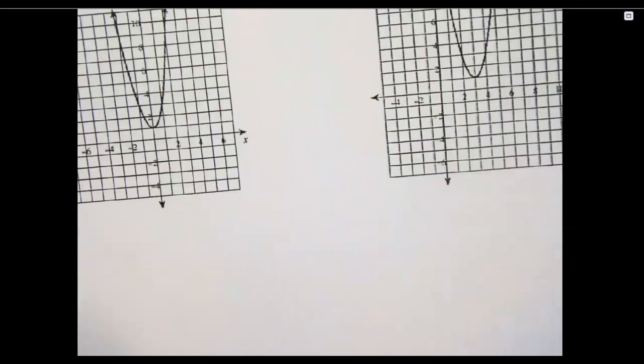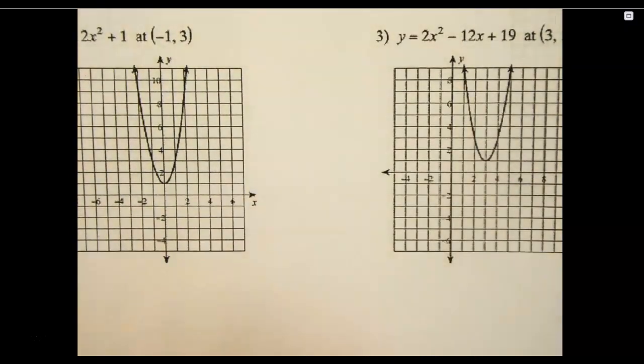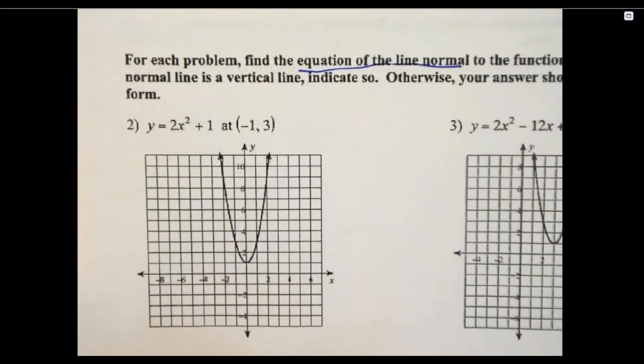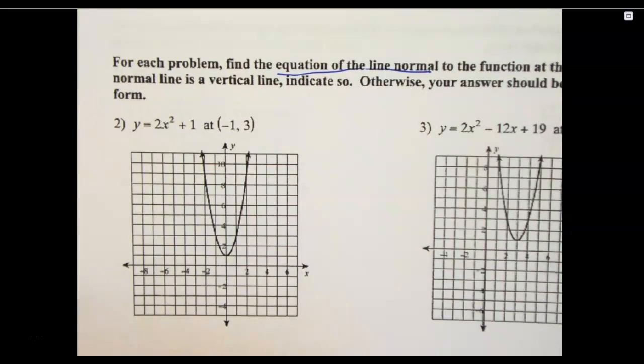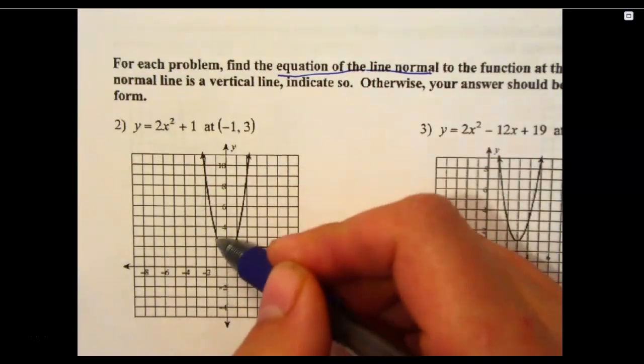Okay, so let's go to number 2. Find the equation of the line normal. Normal means perpendicular. So first I'm going to draw it, but you're not drawing the tangent, you're drawing the normal line. So give me negative 1 comma 3, which is right there.